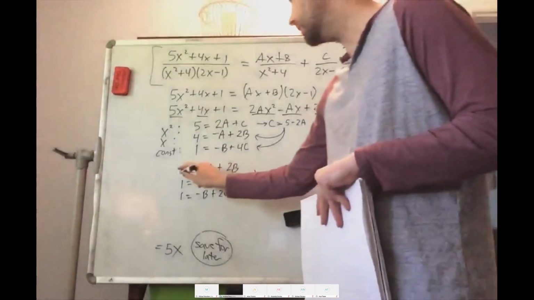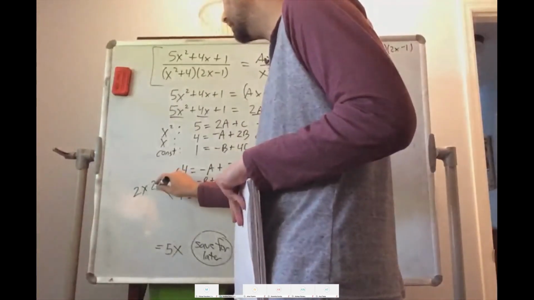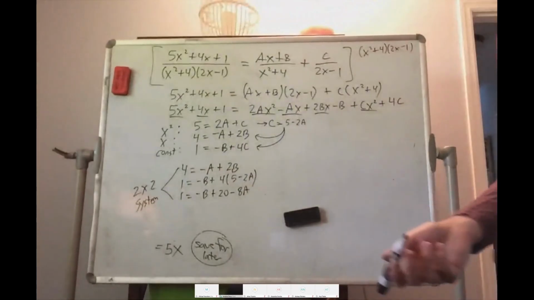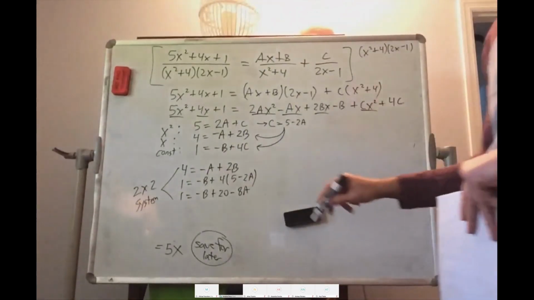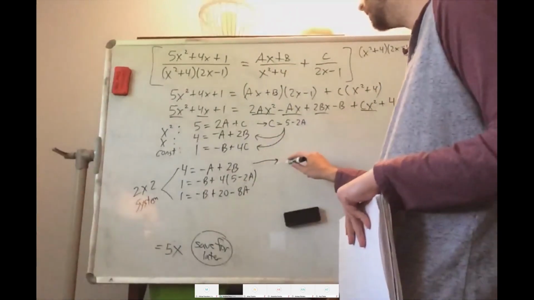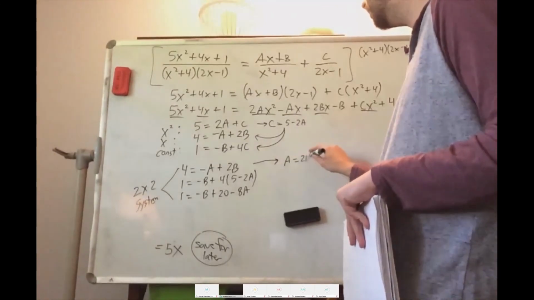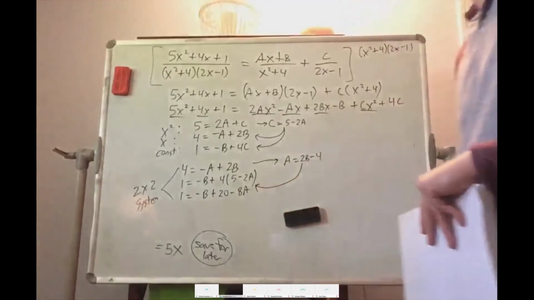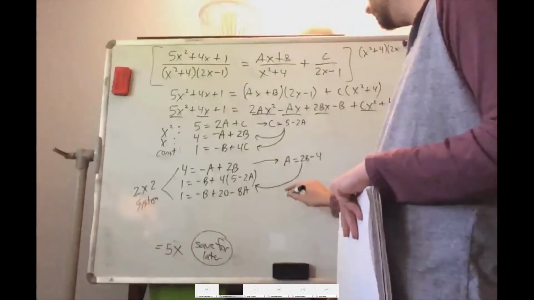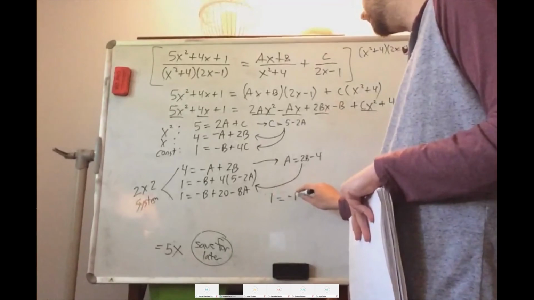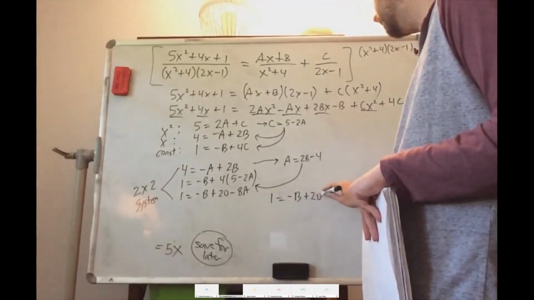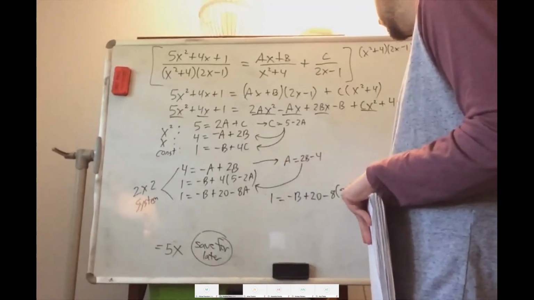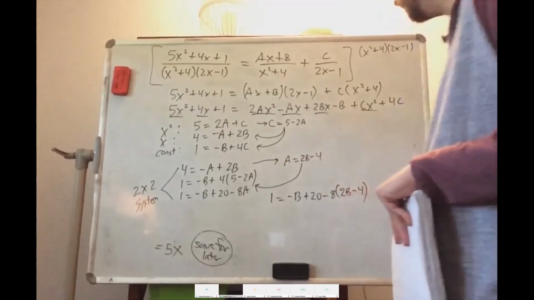Now I've got two equations, two unknowns. So I could say that this is like a 2 by 2 system. I've got to solve for one variable and plug into the other. So maybe I'll solve for a here. I get a is equal to 2b minus 4. And I'll plug that down into the bottom one to get 1 is equal to minus b plus 20 minus 8 times a, which is now 2b minus 4.